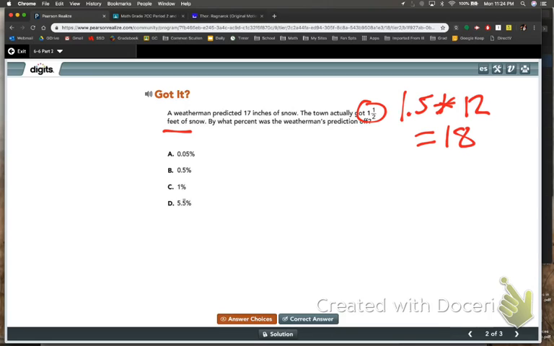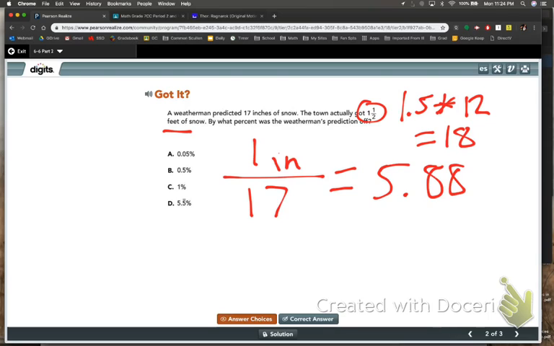So I was very much off. So it's going to be basically 1 inch, because that's the difference, over 17. Which is 5.88, which is not what they have on there as the answer that we're trying to look for. 0.05, yeah. It should be about 5%.